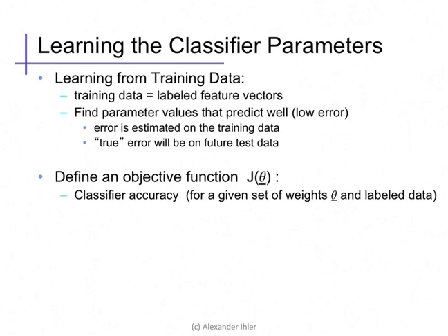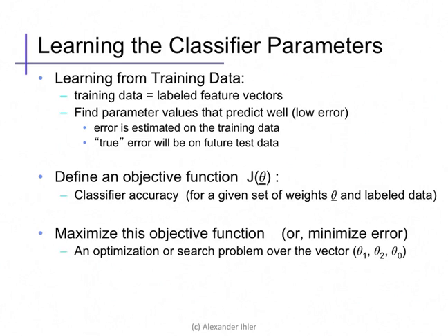To do this, we'll define an objective function J of theta, for example the classifier accuracy, which is a function of the data set and a specific value of the parameters. Then we'll maximize this objective, or equivalently we'll define a loss function such as the error rate and minimize that. This is then simply an optimization procedure over the parameter space defined by theta.